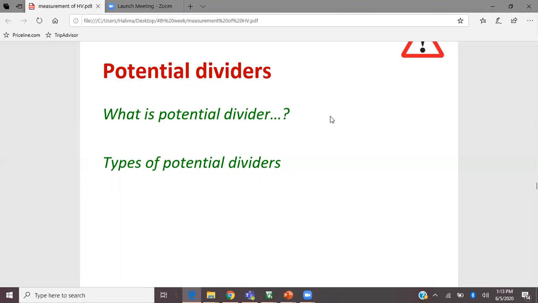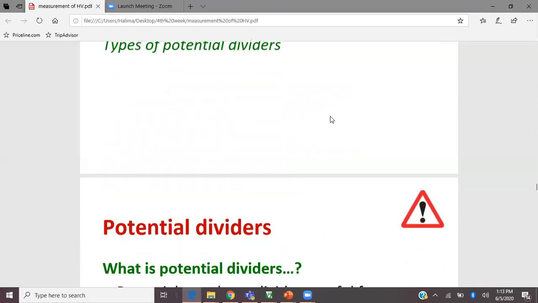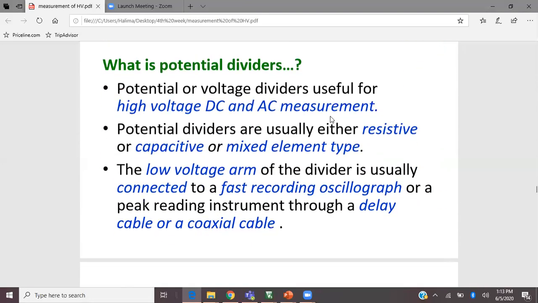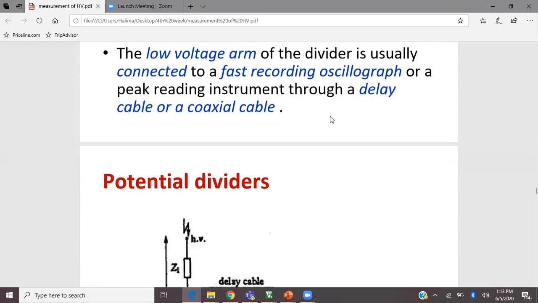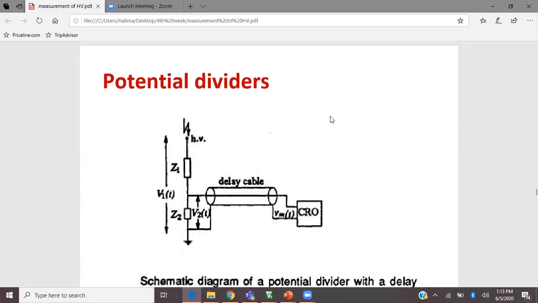अगर low voltage arm divider की बात करें, it is usually connected to a fast recording oscillograph, or a peak reading instrument through a delay cable or a coaxial cable, and it will be somewhat like this. Here you are giving the high voltage, this is the potential divider, and here this is your delay cable, and here this is your CRO.